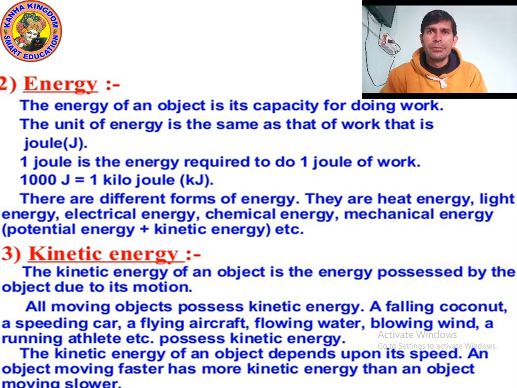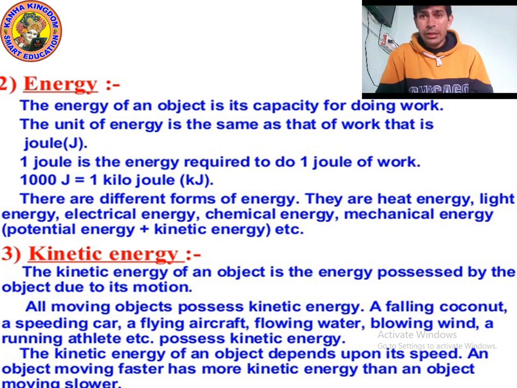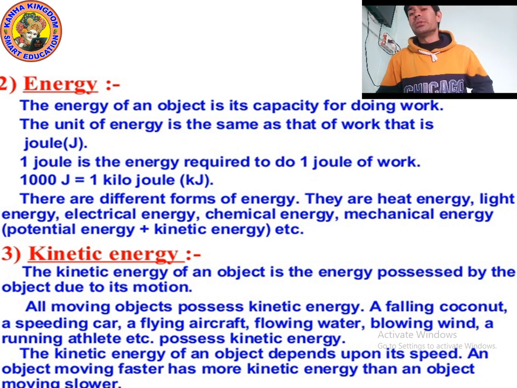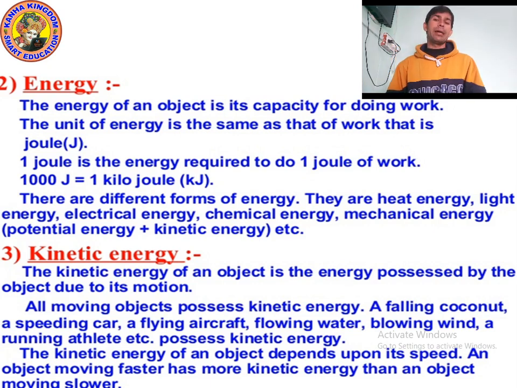There are different forms of energy: heat energy, light energy, electrical energy, chemical energy, mechanical energy. When we burst a cracker, two types of energy are produced: sound energy plus chemical energy. Because of sound energy, the boom blast is done by the crackers.